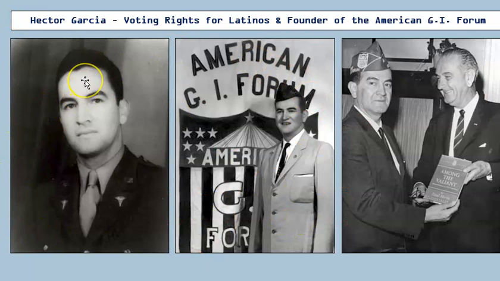So here is Hector Garcia. He was the founder of the American GI Forum. Here he is with Lyndon B. Johnson. They were good friends. He was a Mexican-American doctor who served in World War II. And so after he returned home, he dedicated his life to helping Hispanic veterans receive the benefits that they deserve.